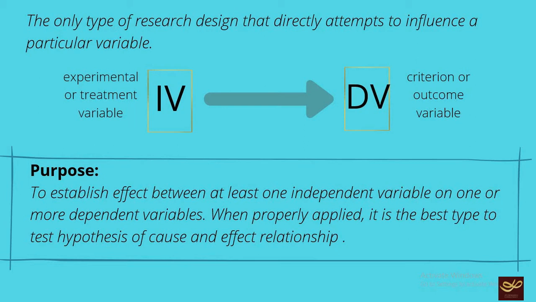Second, would it also imply that there will be more than one dependent variable in the study? Yes, it may also follow that there may be more than one dependent variable in the study. Again, it depends on the nature of your inquiry. Now, as mentioned a while ago, if the experimental research design is properly applied, it will allow us to test hypotheses of cause and effect relationship.